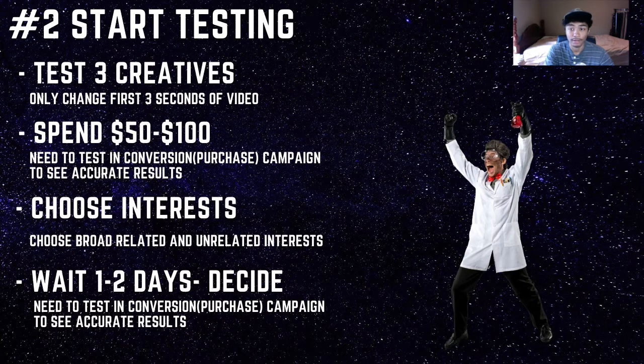Now there are other factors like thumbnail, the ad copy, the text heading, ad text, and everything like that. But by far, the first 3 seconds of the video, aka the scroll stopper, is going to be the most important part. And what we want to do is spend $50 up to $100 in total testing these 3 creatives in order to determine a winning creative, or at least one that is outperforming all the other ones.